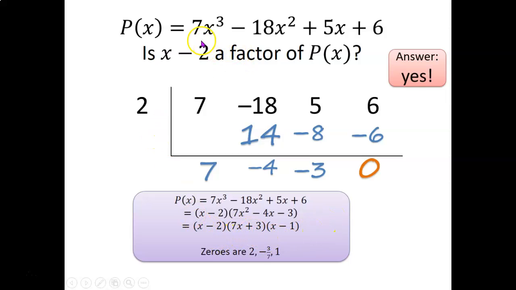And that means that the zeros of this polynomial are 2. Well, we knew 2 was a 0. But then also you have a 0 when 7x plus 3 equals 0. That would be when 7x equals -3, so x equals -3/7. And you also have a 0 when x minus 1 equals 0, which is when x equals 1. So altogether, this polynomial has 3 zeros: 2 and -3/7 and 1.